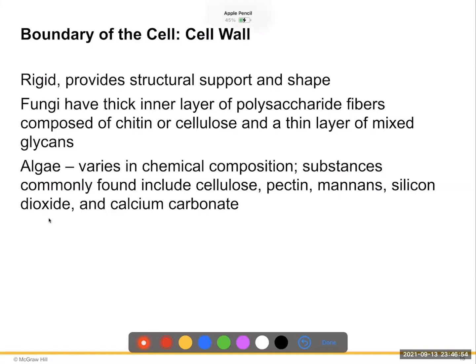Okay. Fungi have a thick inner layer of polysaccharide fibers composed of chitin and cellulose and a thin layer of mixed glycans. So chitin is found in the cell wall. Algae have varying chemical composition, substances commonly found are cellulose, pectin, mannans, silicon dioxide, and calcium carbonate. Okay, this was found in making up the cell wall in algae.